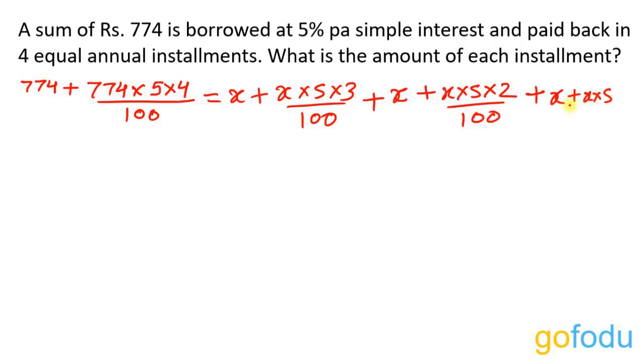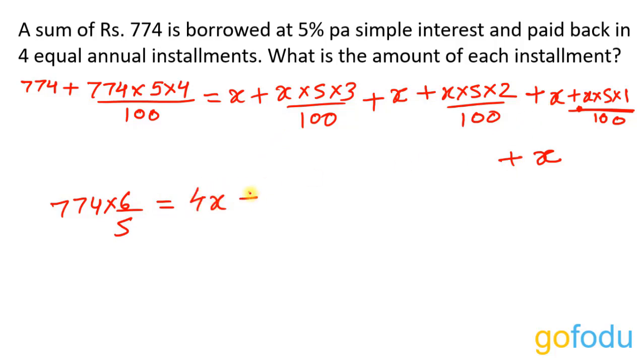This is the second last installment. So the bank will be earning interest for the last 1 year plus the last installment X, and then the loan will be repaid. Solve this. 20 upon 100 is 1 by 5. 774 could be taken common. 1 plus 1 by 5 is 6 by 5. 774 into 6 by 5 is equal to X plus X plus X.